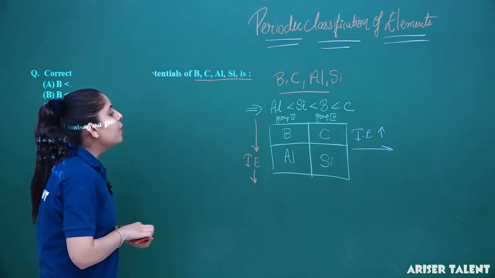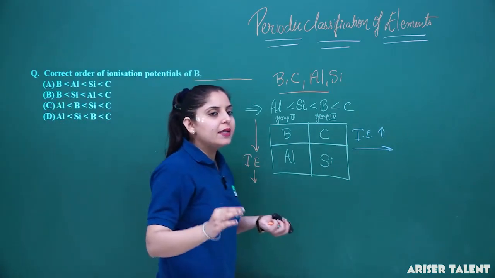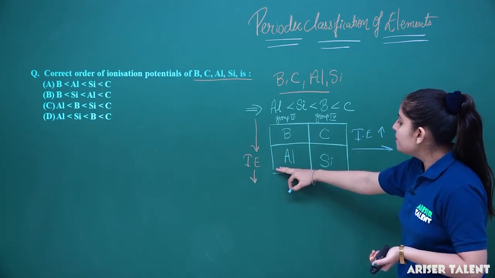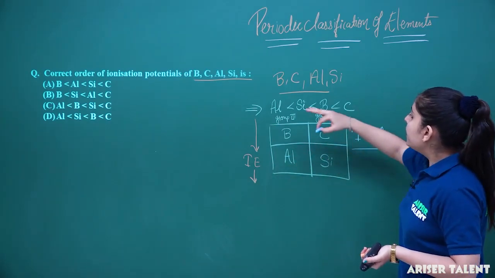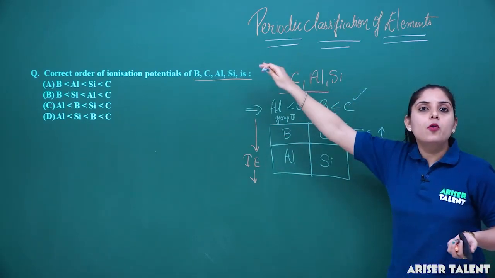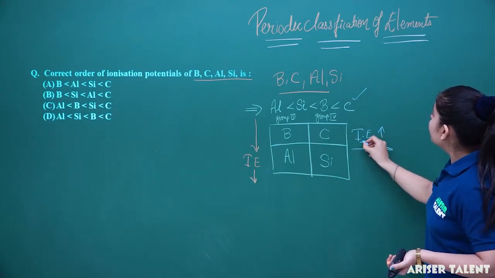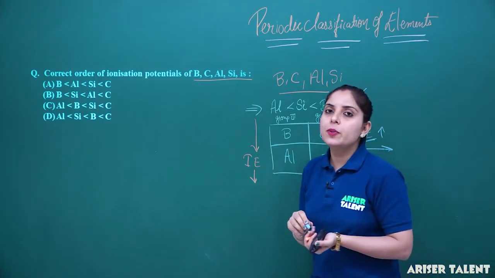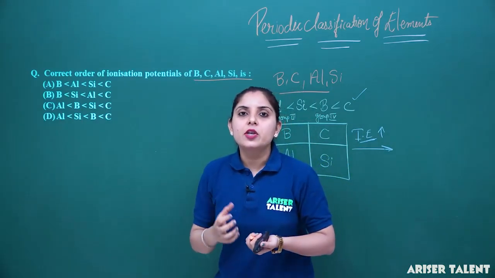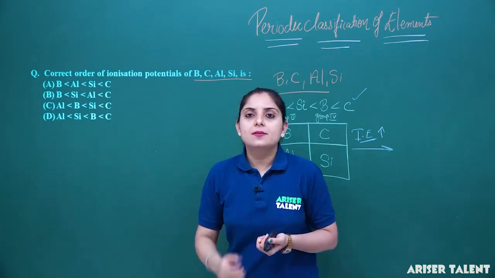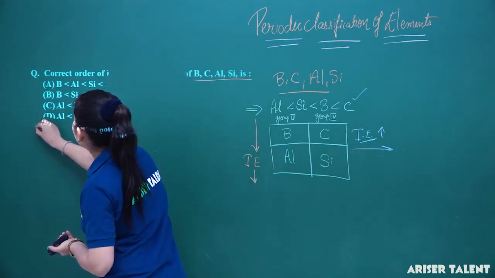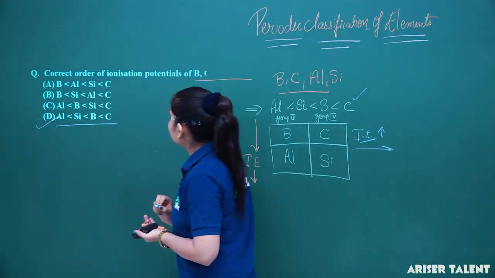So if we arrange elements according to increasing ionization potential, you can easily observe that it is least for aluminium, then silicon, then boron, and it will be maximum for carbon, because going from left to right the ionization energy increases, and this increases just because the atomic size decreases and the effective nuclear charge increases. So this is the trend. I can see here that option number D is the correct answer to this question.